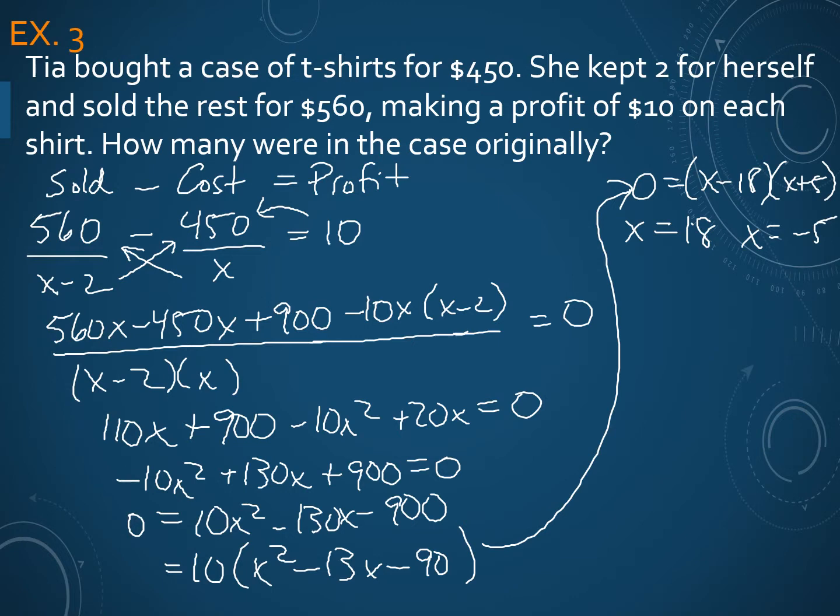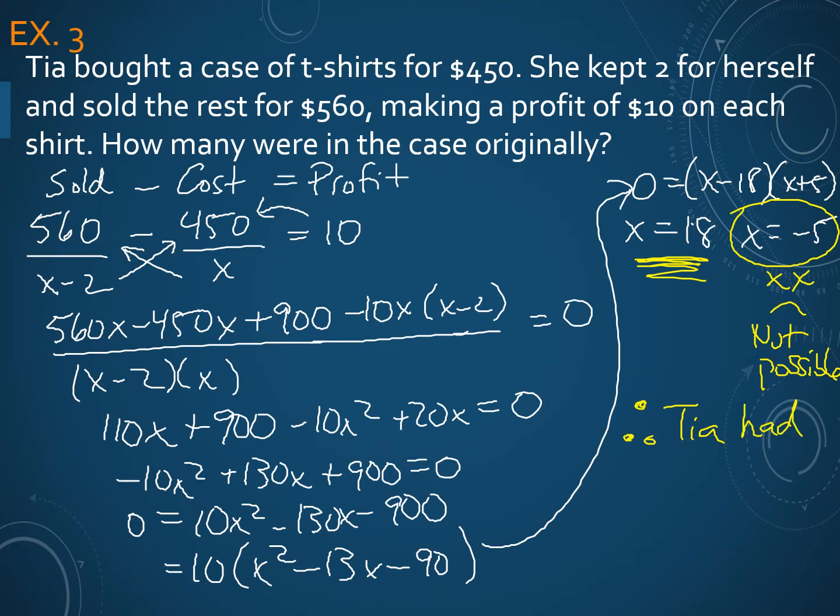One of those doesn't make sense. Obviously, you can't have -5 t-shirts. So this right here, not possible. So that means this right here is our solution, which means Tia had bought a box of 18. Initially, there were 18 shirts.